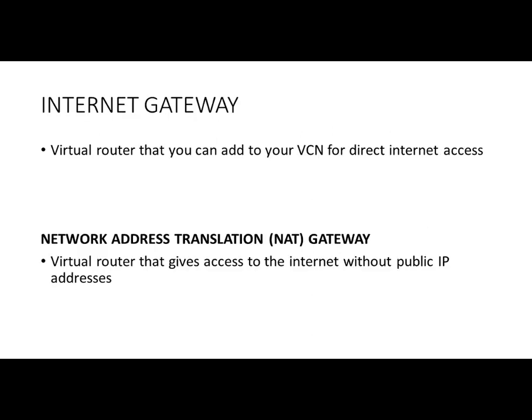Internet gateway, another optional router. It's a virtual router that you can add to your VCN for direct internet access. Then the NAT gateway, a network address translation gateway, is another optional virtual router that you can add to your VCN. It gives cloud resources without public IP addresses access to the internet without exposing those resources to incoming internet connections. So NAT is used where you don't want to expose your systems or instances, so that no one can access them externally.